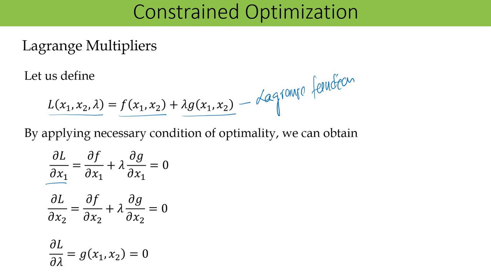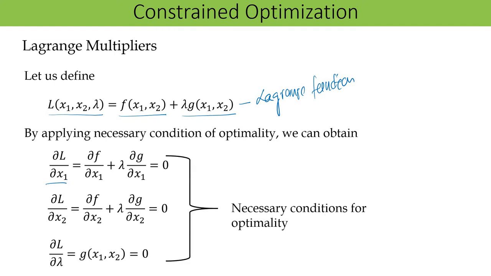Okay, so from the criteria for optimality, we are now getting the same equations. So these are the necessary conditions for optimality. You are applying the necessary condition for optimality, and I'm getting these equations.